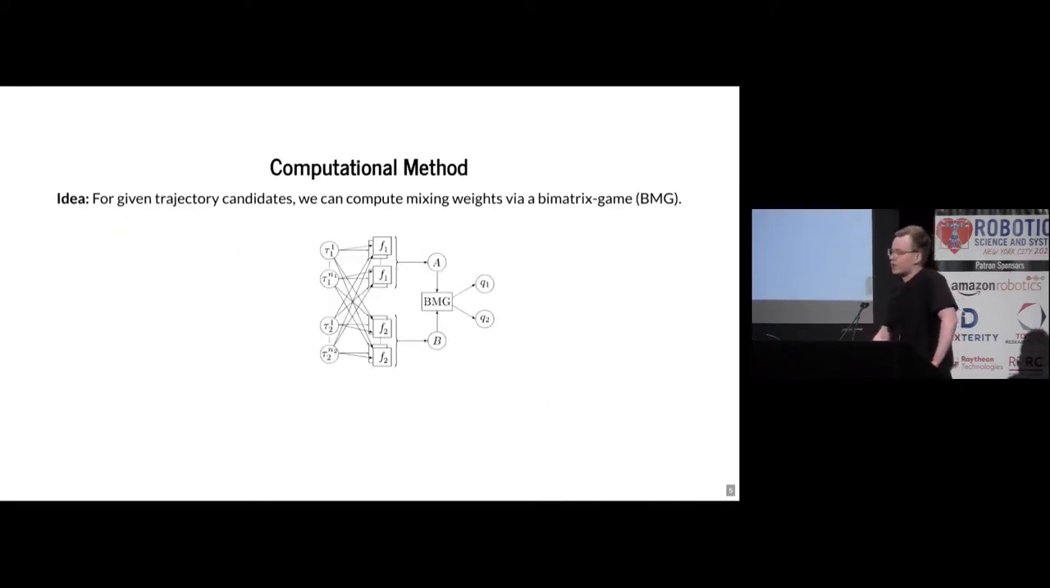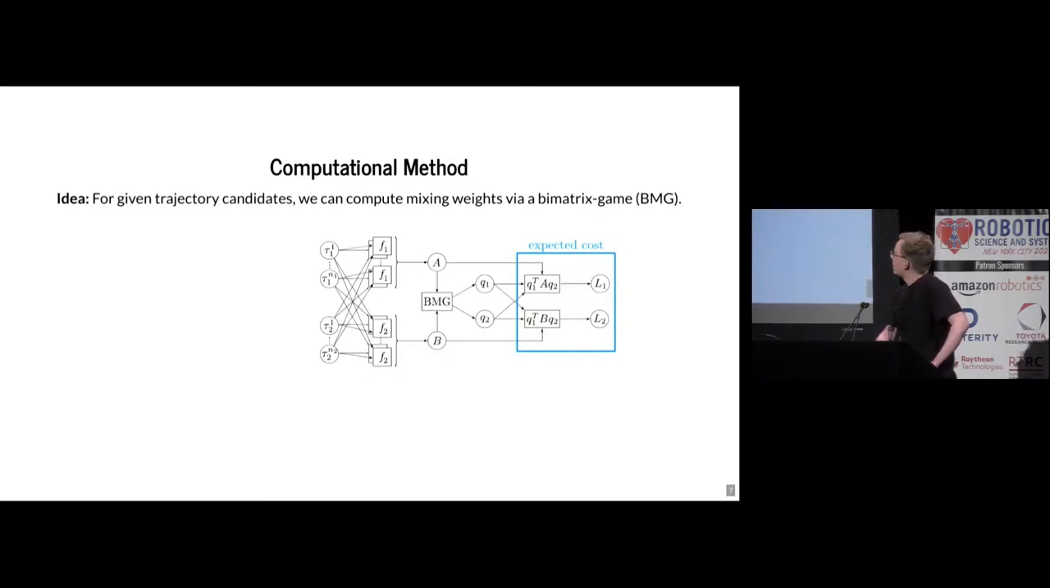The second contribution is that we propose a novel computational method to solve these lift games efficiently. The key idea behind our approach is that for given trajectory candidates of all players, we can rapidly compute the equilibrium mixing weights Q by first evaluating each player's cost for all possible trajectory combinations and then solving a bimatrix game over the resulting cost matrices A and B. For the resulting equilibrium mixing weights and cost matrices, we can then directly compute the expected cost for each player.